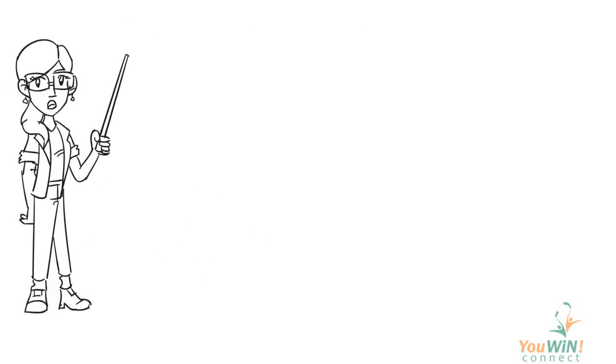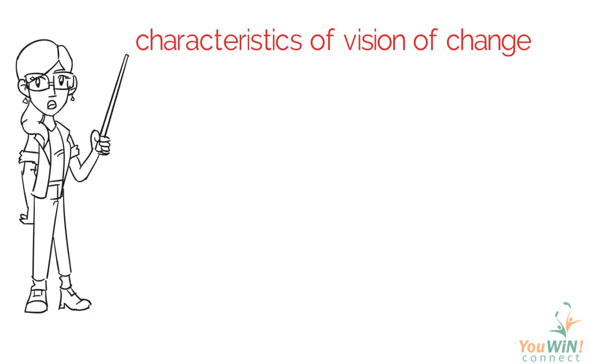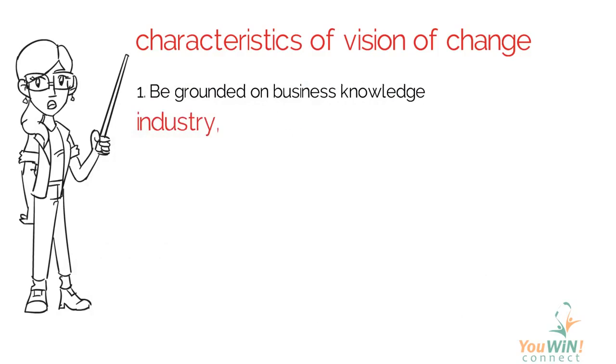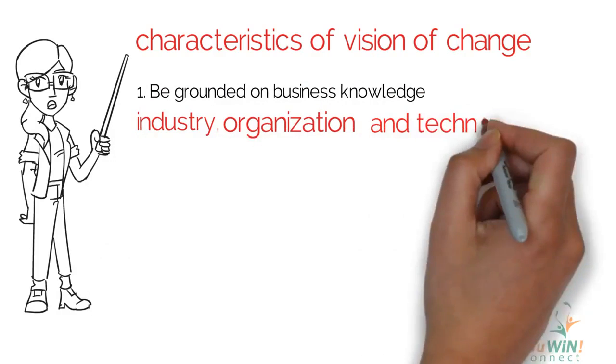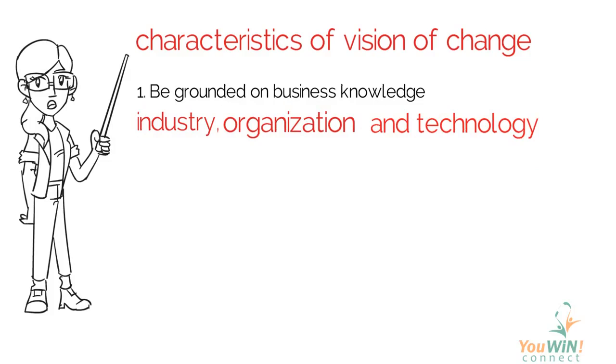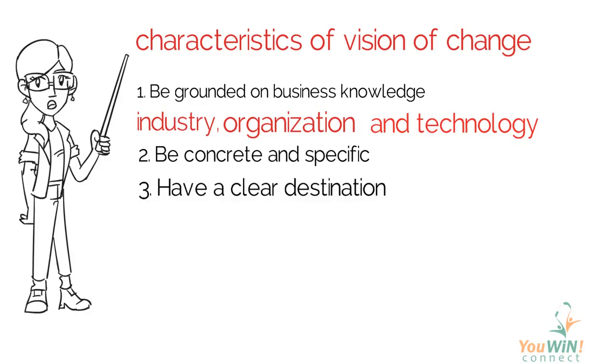For the vision of change to be useful, it must have the following characteristics. 1. It must be grounded on business knowledge. A vision should be developed over time and based on extensive knowledge of the industry, organization, and technology important to the success of the business. 2. It must be concrete and specific. It must describe the future in concrete, specific images along with the desired result. 3. It must have a clear destination. It should paint a picture of a specific end state or condition to be achieved.